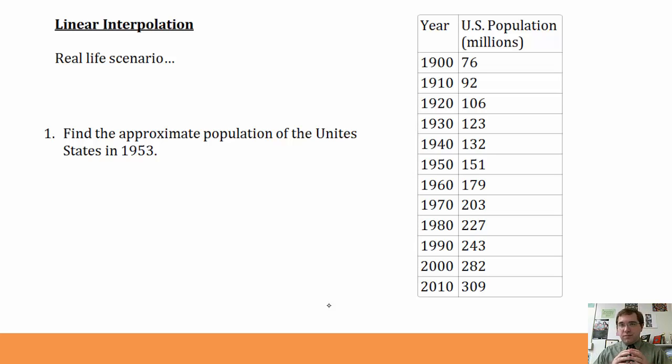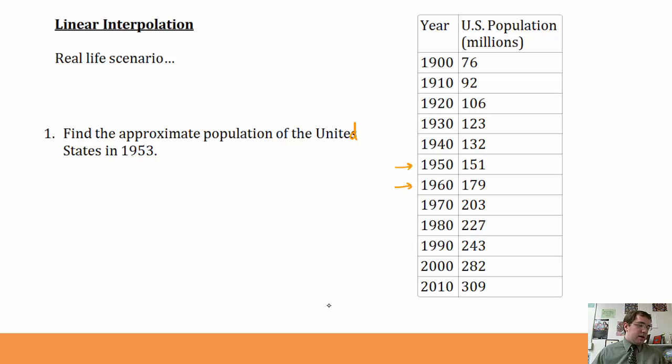The census means they try to get data from every single citizen of the United States. And part of that is just counting how many citizens there are, and that's the U.S. population. Okay, so if this only gives me data for every 10 years, what if I wanted to have an idea of the population in between those years? So, for example, find the approximate population of the United States in 1953. Well, I've got 1950, and I've got 1960, I don't have 1953.